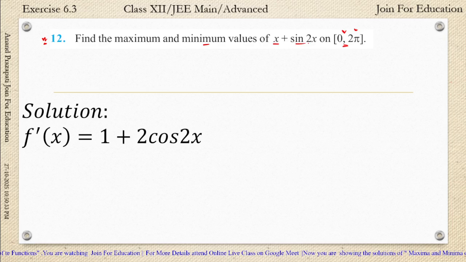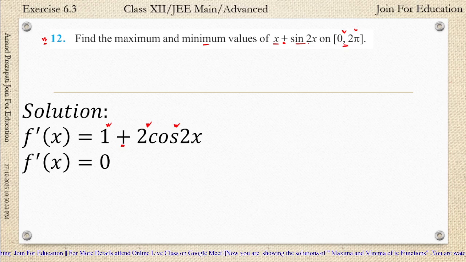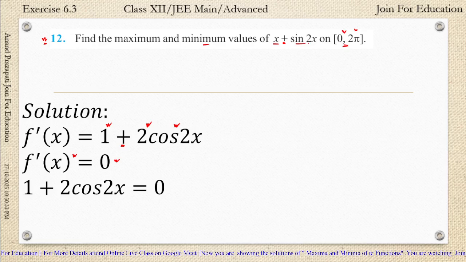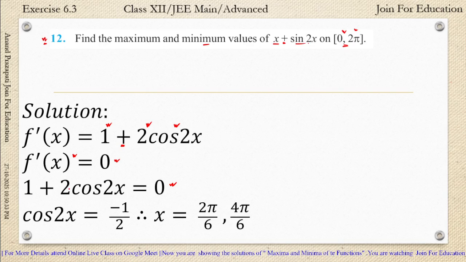The first derivative of the function will be: derivative of x is 1 and derivative of sin 2x is 2 into cos 2x, and it is plus because it is plus in the function. So the first derivative of the function equal to 0, therefore 1 plus 2 into cos 2x equal to 0. Therefore cos 2x equal to minus 1 by 2. Hope there is no problem understanding up to this step.